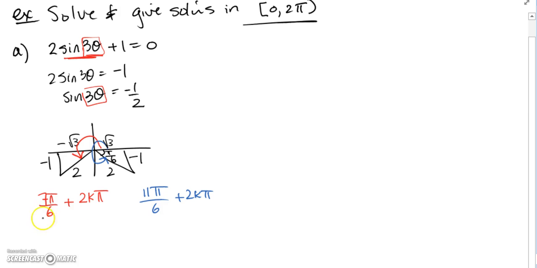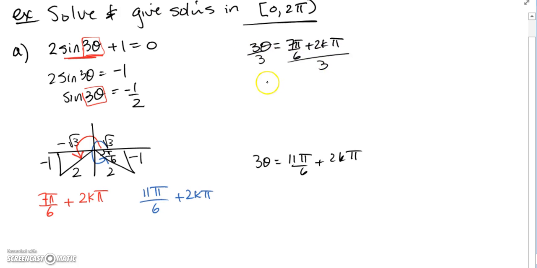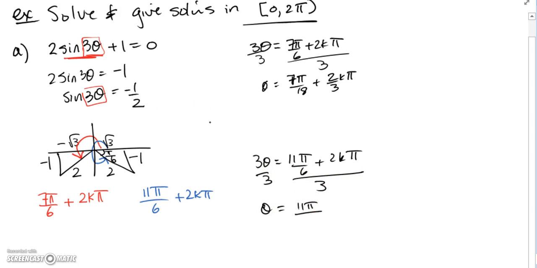So 3 theta is either equal to this or this right here. So for 3 theta, we're going to isolate theta and divide everybody by 3. So we're going to have theta equals 7 pi over 18 plus 2/3 k pi. And then when we isolate theta in the other one, we have theta equals 11 pi over 18 plus 2/3 k pi. And since I'm supposed to find angles only between 0 and 2 pi, I will just go ahead and let k be different values to pick up some positive angles until I go outside of 2 pi.